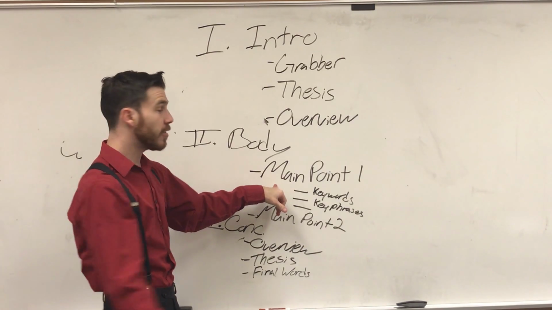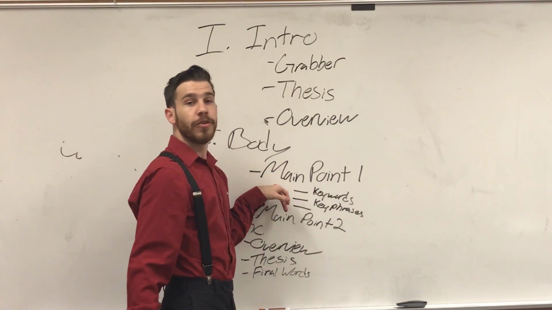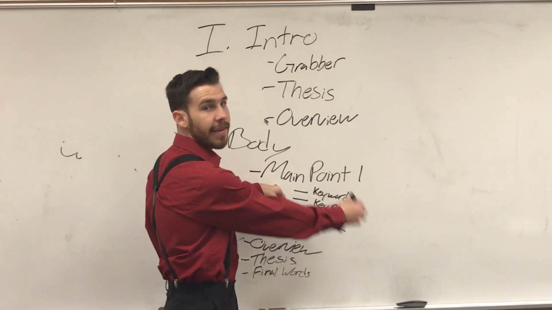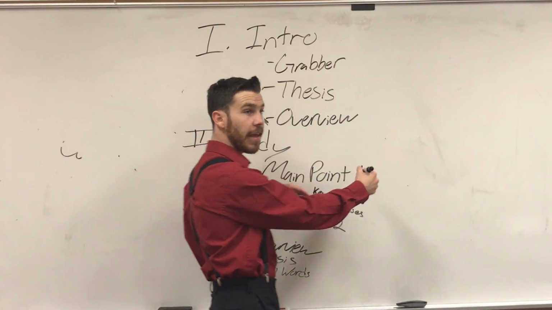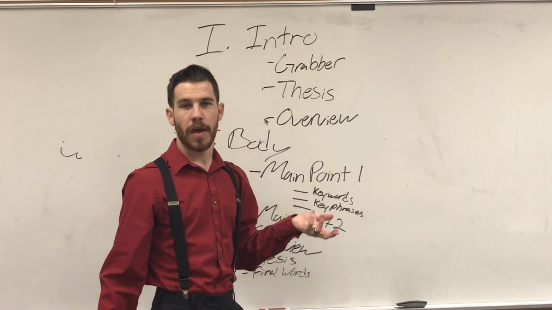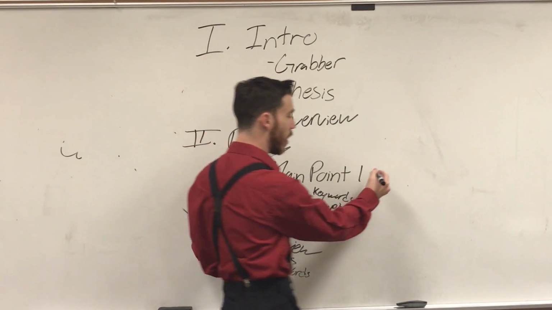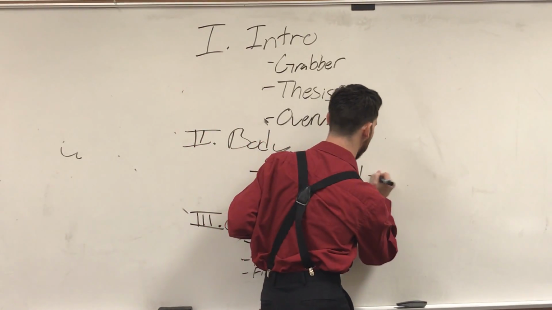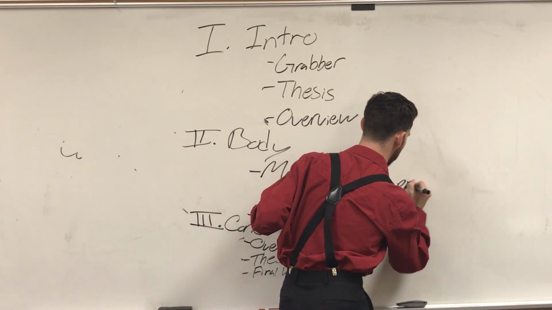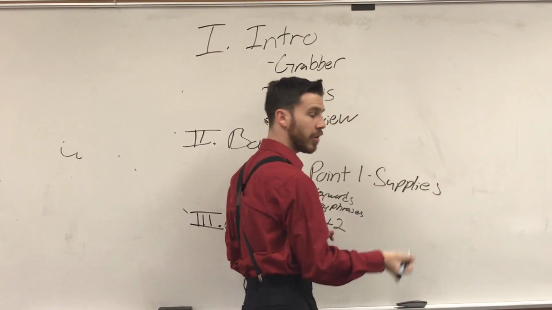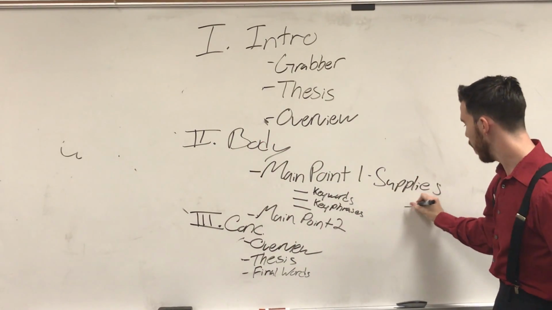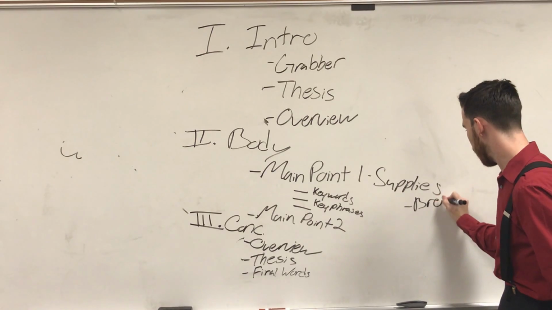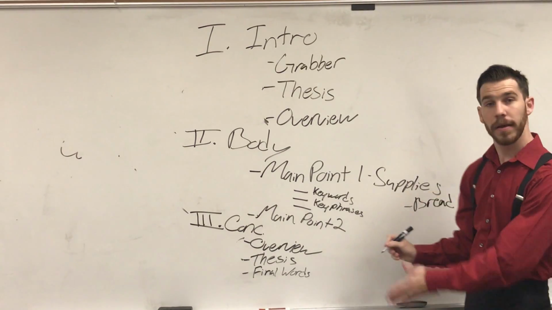For your main points, you're going to actually write it out. Do not write out what you're going to say. You're not going to say, first, we're going to need to get bread. That's called a transcript. So you're just going to put main point 1 here. It will be supplies, right? And then under it, it will say bread. Okay? Does that make sense?